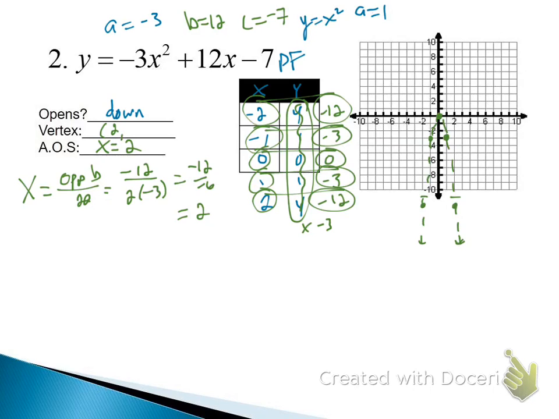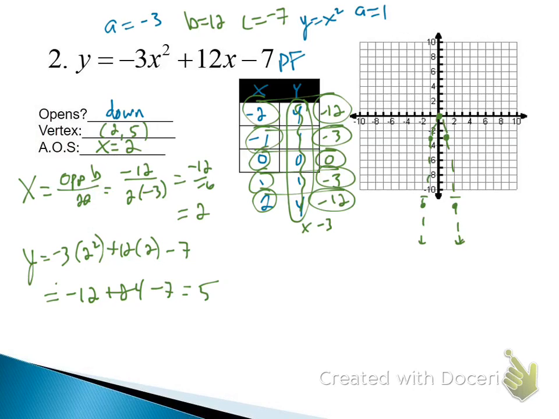And to find the y-coordinate, we just want to plug that in. And so we get y equals negative 3 times 2 squared plus 12 times 2 minus 7. And we work that out. We get negative 3 times 4, which is negative 12. 12 times 2, which is 24. So we get 12 minus 7, which is 5. And so we get 2 comma 5. That's our new vertex.